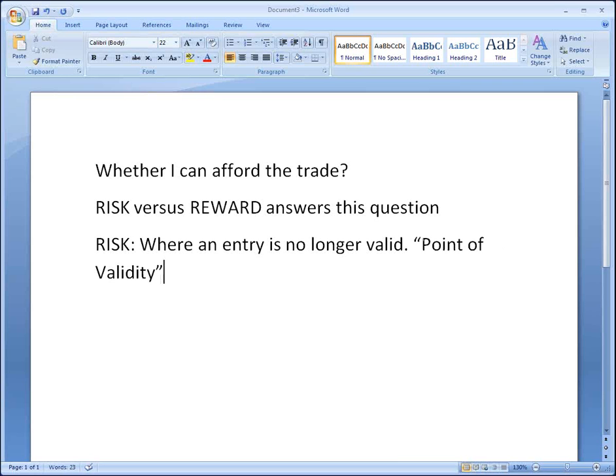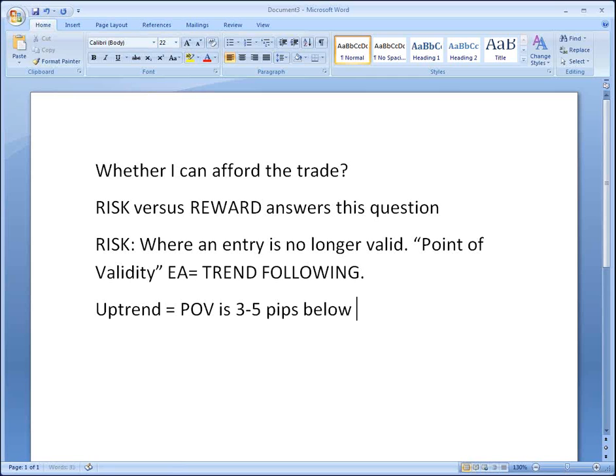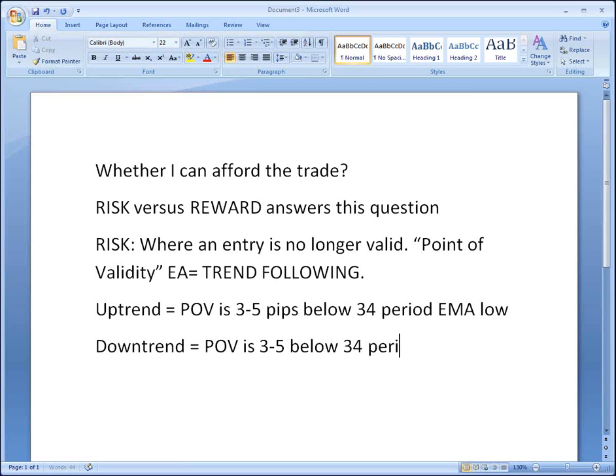Now, in terms of programming this into the EA, which is a trend following EA, it's been fairly simple. If it's an uptrend, my point of validity is just below, 3 to 5 pips below, the 34 period EMA on the low. In a downtrend, the point of validity is 3 to 5 pips above the 34 period EMA high. Okay.